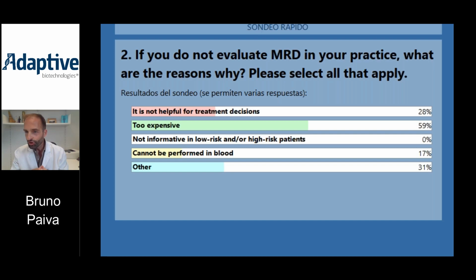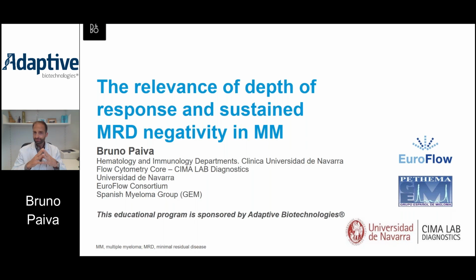So I believe the majority has claimed that the MRD assessment being too expensive is the reason why MRD is not being evaluated in routine practice. This followed by other reasons, and thirdly, because it is not helpful for treatment decisions. I believe we have a third question.